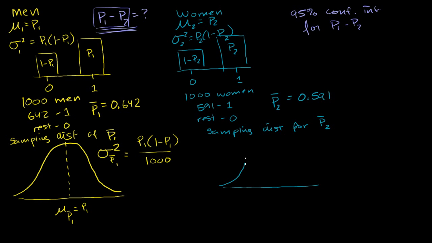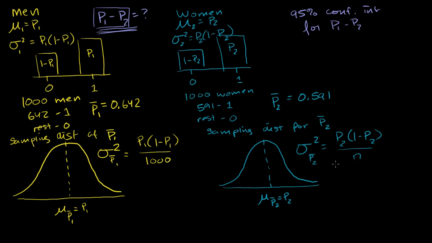And so this distribution is going to have some mean. Let me draw it right over here. So mu sub P2 with a bar over it. So the mean of the sampling distribution for this sample proportion for the women is going to be the same thing as the mean of the population, which we already saw is going to be equal to P2. And then the variance for this sampling distribution over here is going to be this variance over here divided by our sample size. So P2 times 1 minus P2, all of that over n.